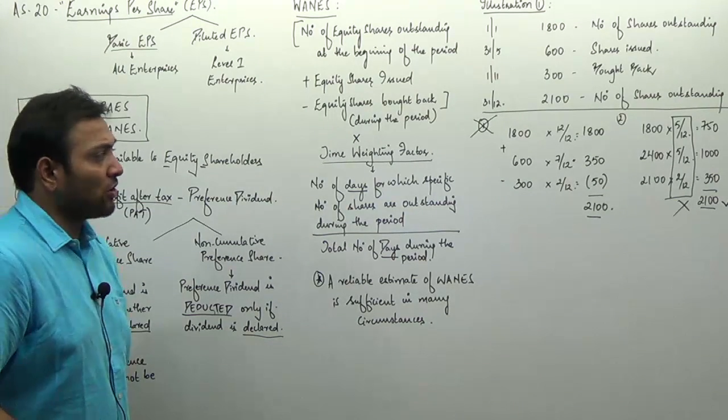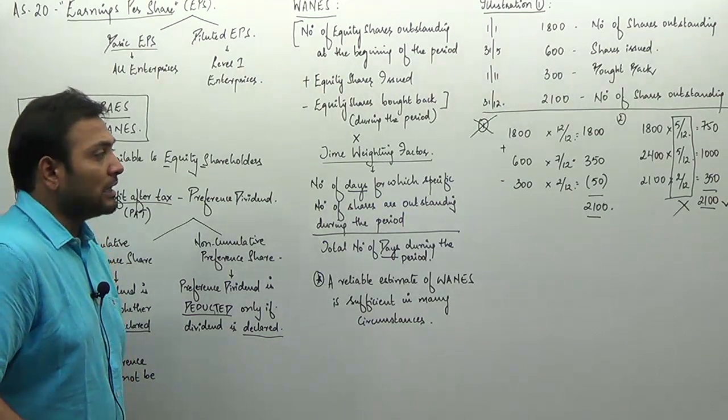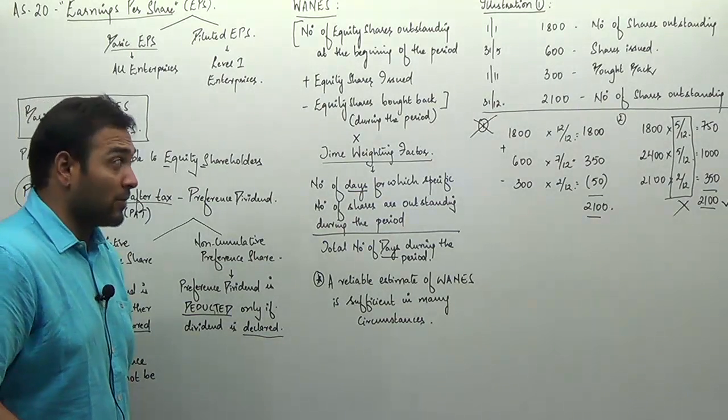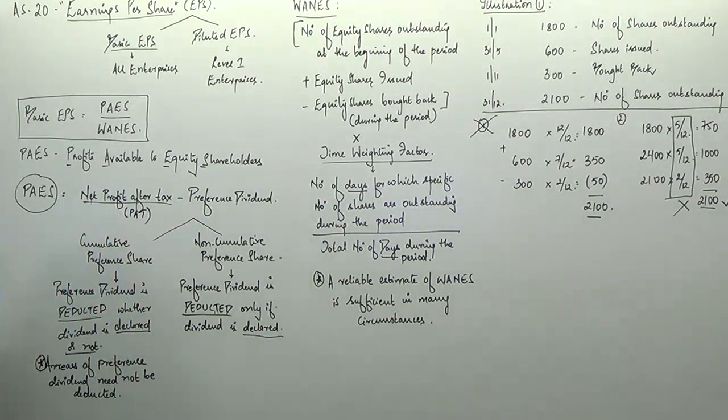Take down the illustration and also solve it. Clearly write down that the first method is wrong and the second method was correct as far as the number of shares are concerned, but not with the time weighting factors, because the time weighting factors should be number of days and not the number of months. However, we said the final answer is absolutely right, since it only asks for a reasonable estimate or reliable estimate. I don't need a perfect answer there.